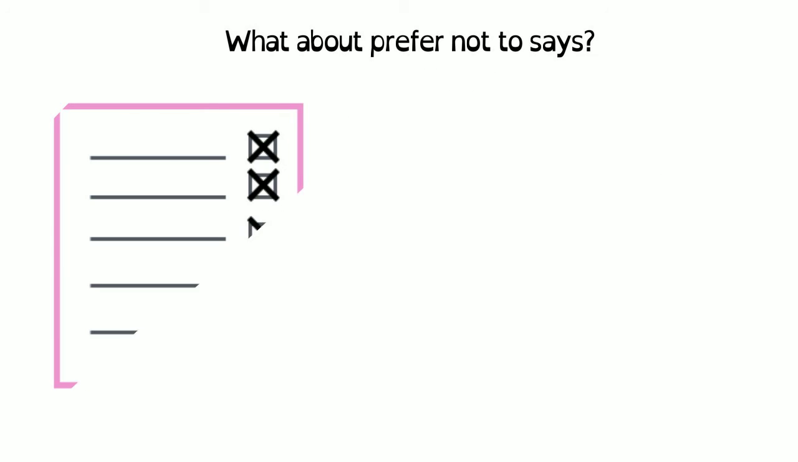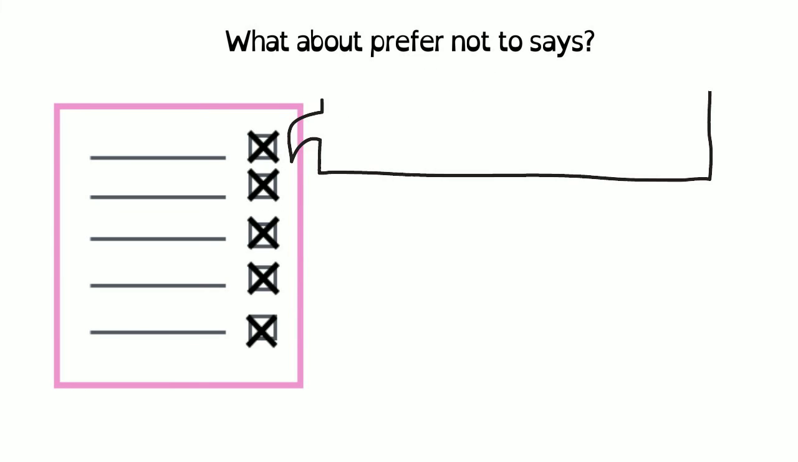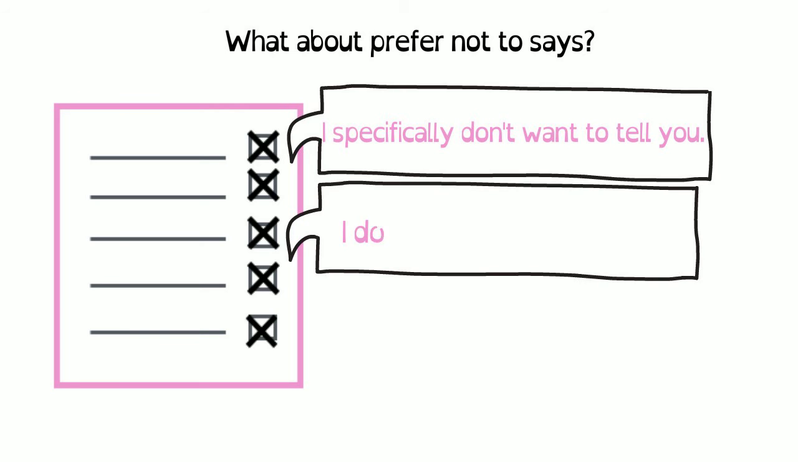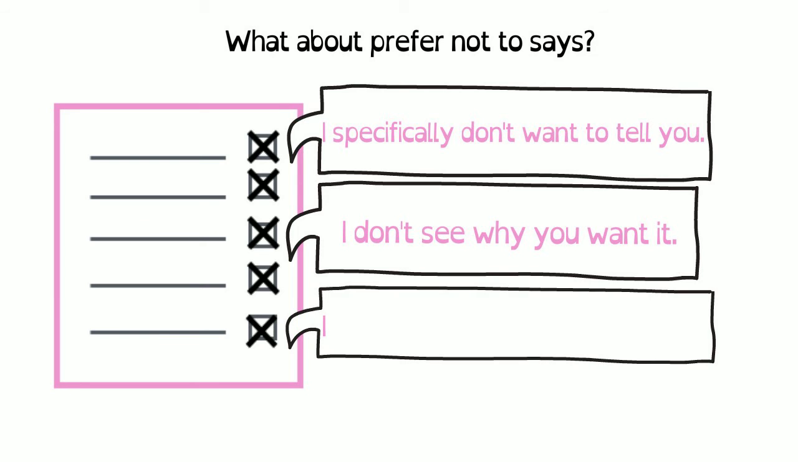Okay, so what about data gaps due to prefer not to say responses? What are they telling you? Well, people have actively decided they don't want to share their data. This may be because they have had a negative experience in the past with sharing their data. But it's most likely to mean that they don't yet understand why you want their data and trust what you'll do with it.